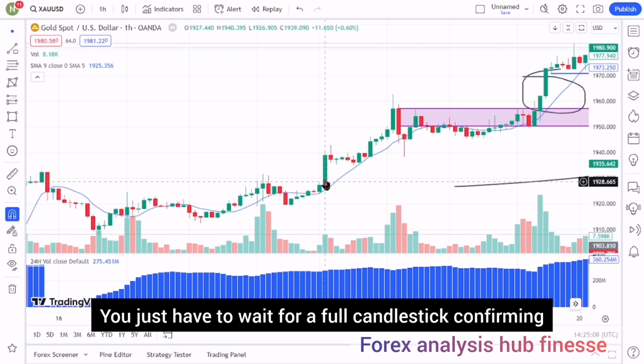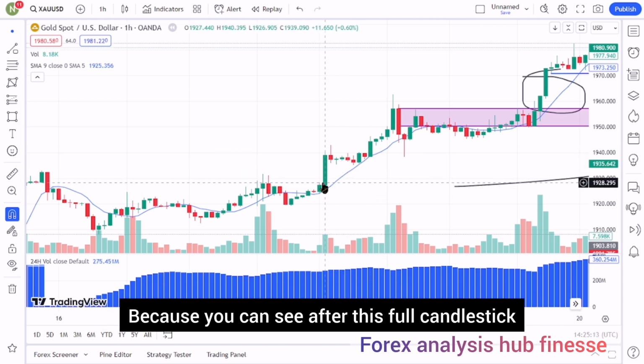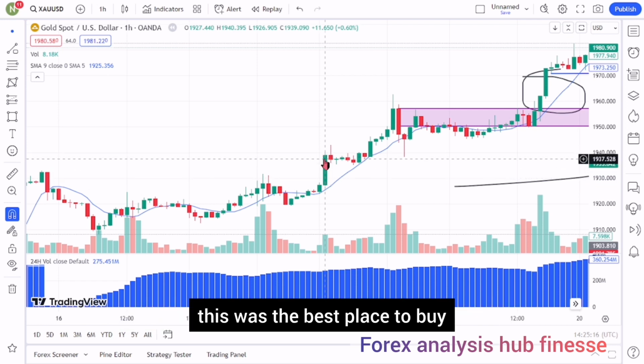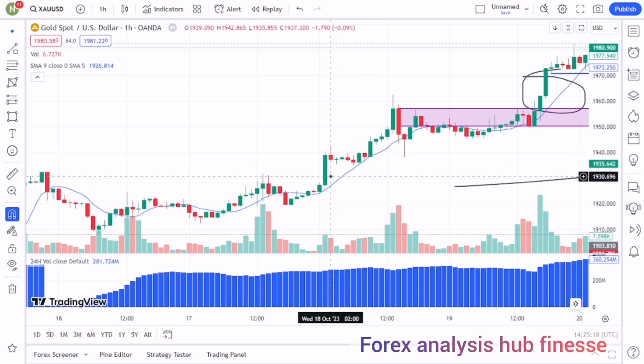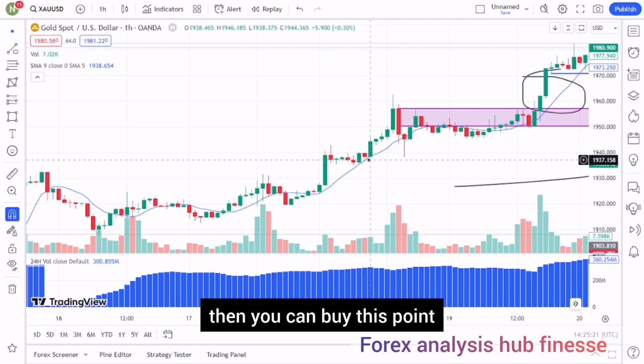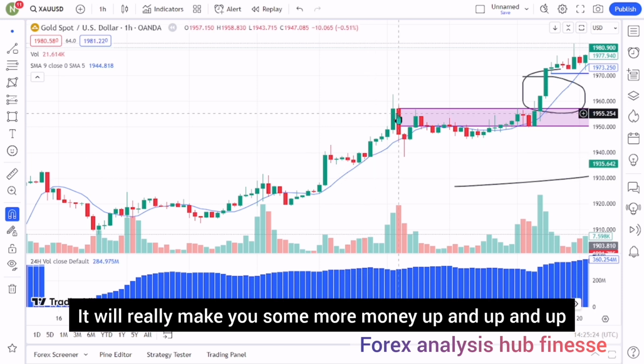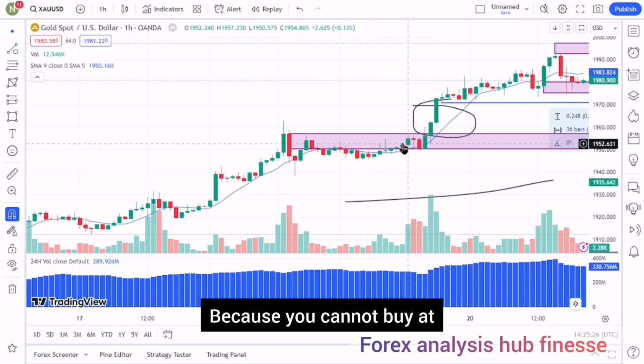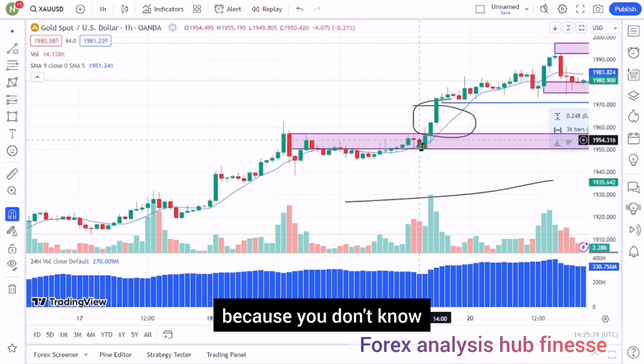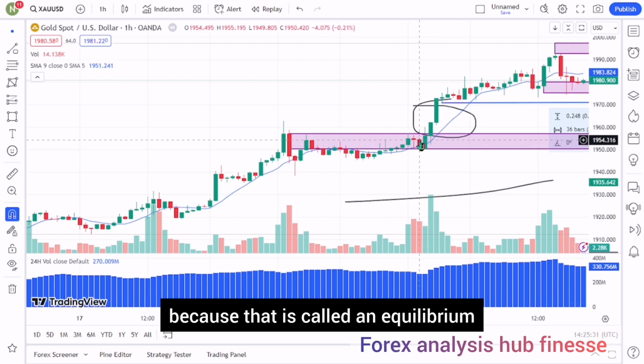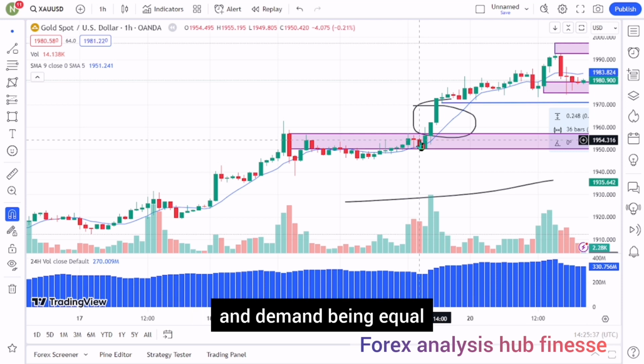You just have to wait for a full candlestick confirming that it is a buy or a sell. Because you can see after this full candlestick, this was the best place to buy. After this full candlestick, then you can buy this point. It will really make you some more money up and up and up, because you cannot buy where there are multiple candlesticks, because you don't know if the trend will change. That is called an equilibrium. That is where supply and demand are equal.